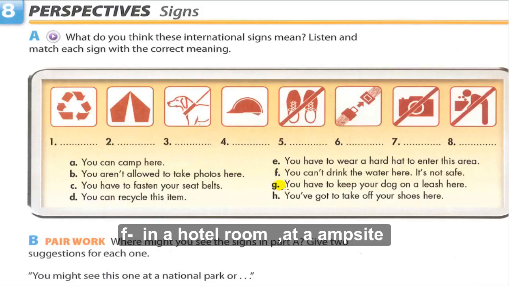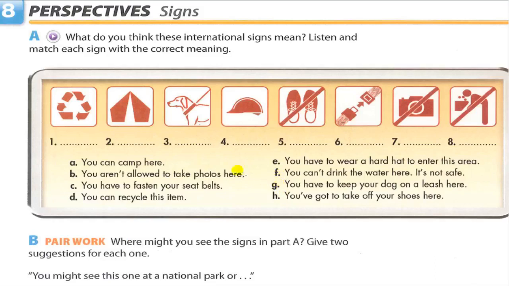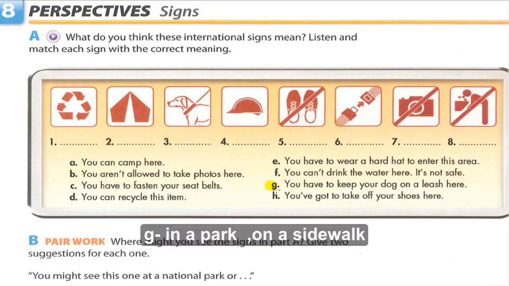G. You have to keep your dog on a leash here. It's number G. Where can we find it? In a park on a sidewalk.